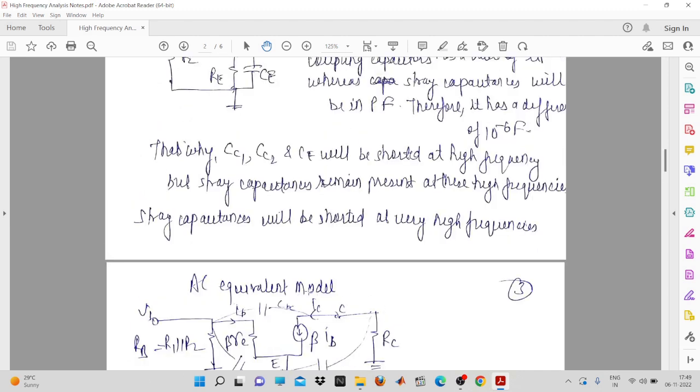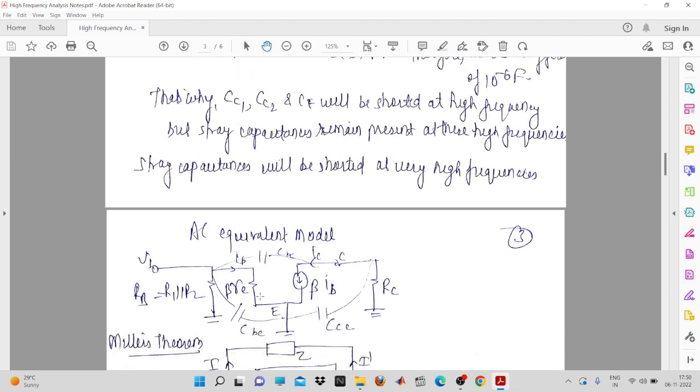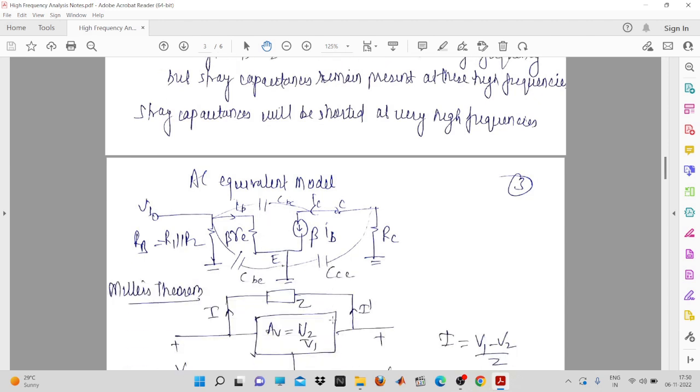Fine. So at high frequency, these capacitances exist. What I have already explained, that these are the stray capacitances, or you can say the internal capacitances, that is CBC, CBE, and CCE. Now if you want to have the input side network and the output side network, for that you will have to split this capacitance into two components. To split this capacitance into two components, you will have to use Miller's theorem.